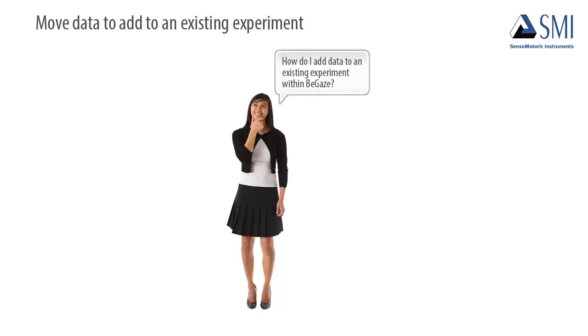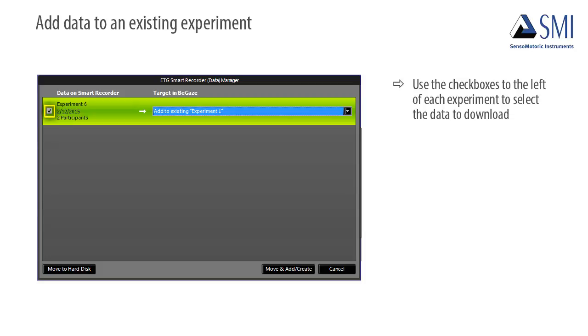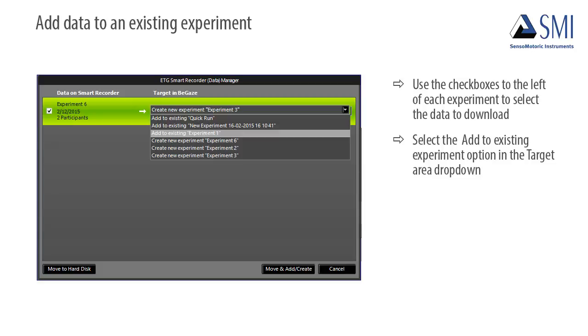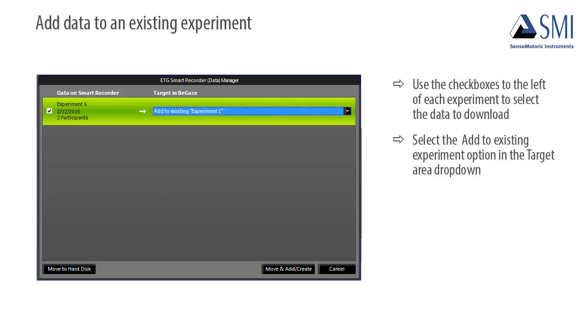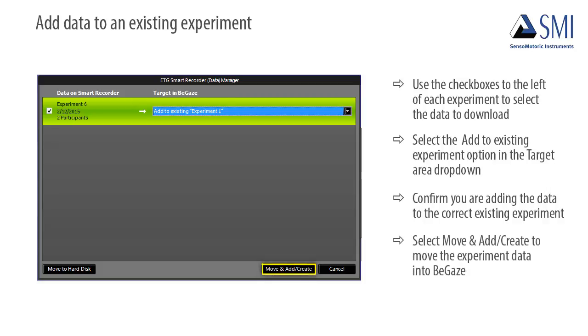Let's look at how to add data to an existing experiment within BGAZE. To add data to an existing experiment, check the checkbox in front of the data you wish to download. Select Add to Existing Experiment from the drop-down and select the correct experiment name. Confirm you have selected the correct experiment from the drop-down options. Then click the Move and Add or Create button to move the experiment data into the existing experiment.